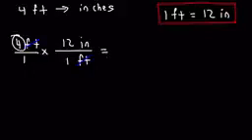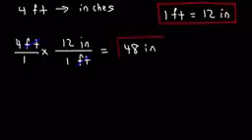So whenever you see two numbers on top, multiply by those numbers. For numbers on the bottom, you're going to divide by that number. 4 times 12 is 48. So the answer is 48 inches. 4 feet is equivalent to 48 inches. So that's how you can convert from one unit to another. Now let's try some more examples with one-step conversion problems.